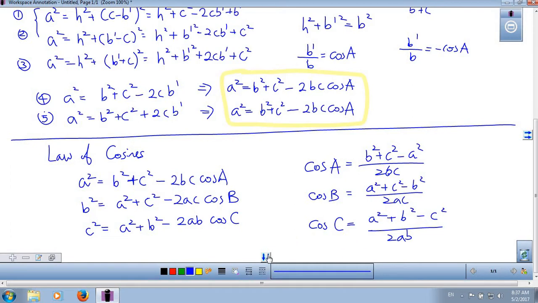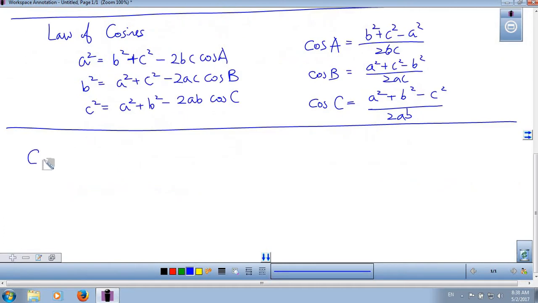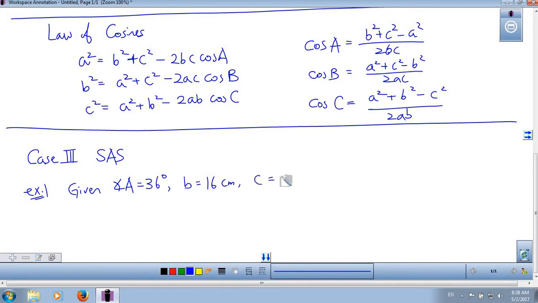So knowing these formulas, now we can go ahead and solve our case 3 and case 4 triangles. Case 3 is side, angle, side: given two sides and the included angle. So let's do one example. Given angle A is equal to 36 degrees, and side B is equal to 16 centimeters, side C is equal to 20 centimeters. We want to solve triangle ABC.